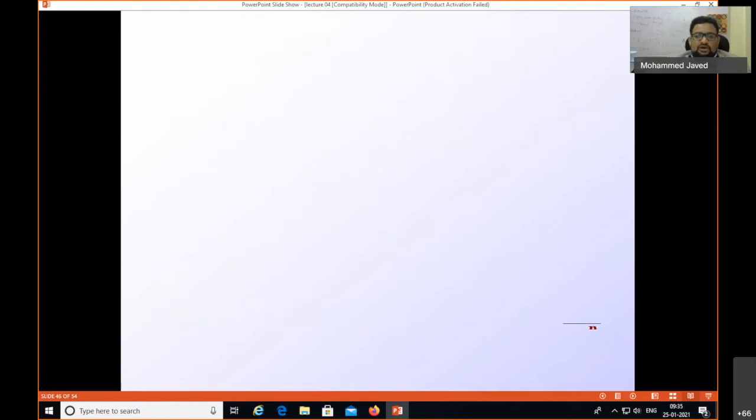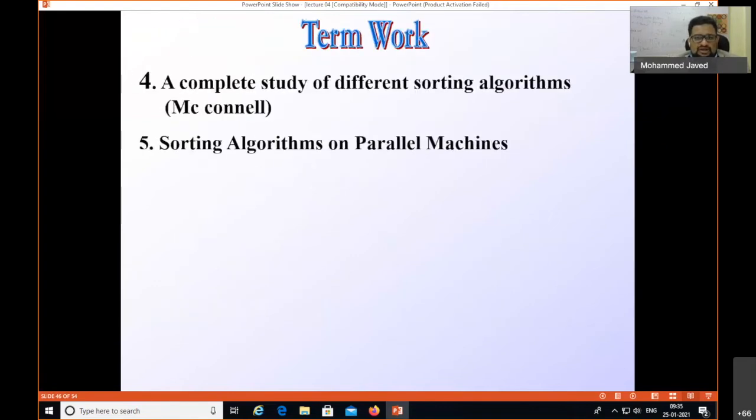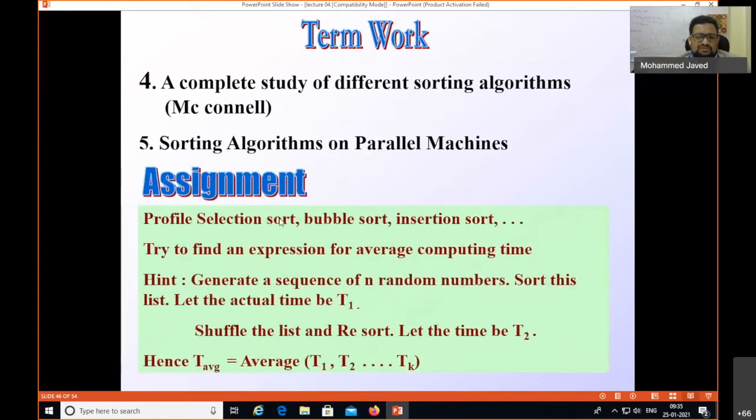Right. So you can take different problems, like a complete study of different sorting algorithms. You can refer to the book Sorting Algorithms on Parallel Machines, and you can profile selection sort, bubble sort, and insertion sort. Try to find an expression for average computing time: generate a sequence of n random numbers and sort the list.